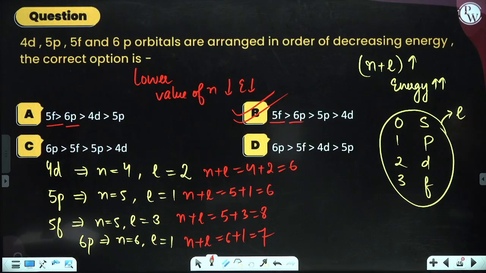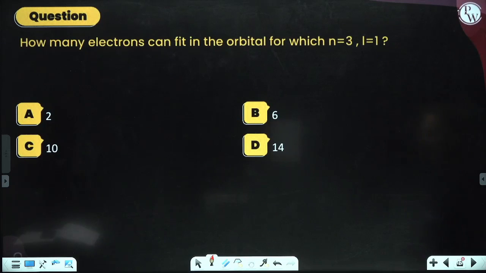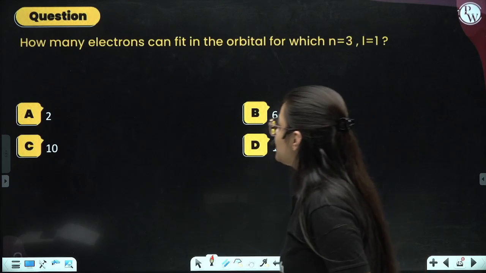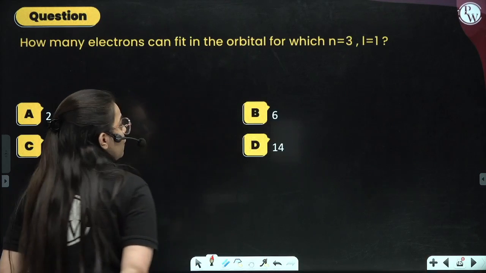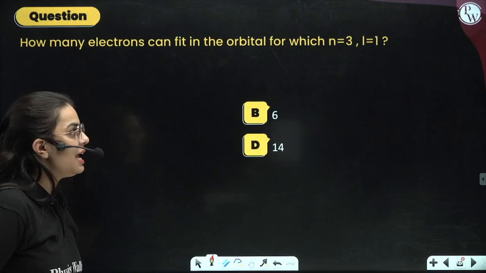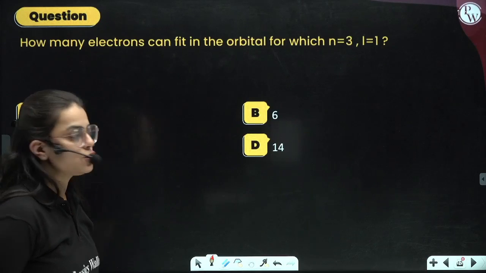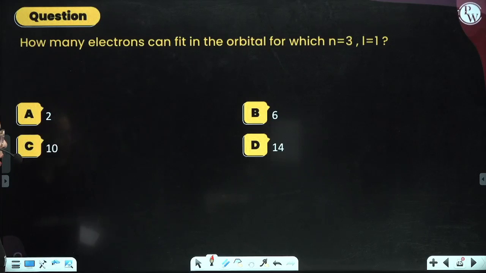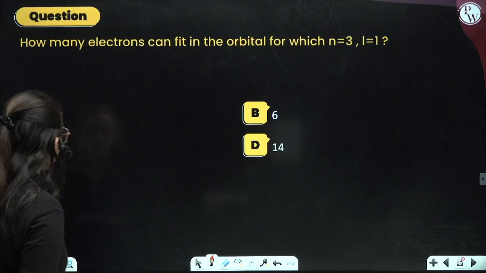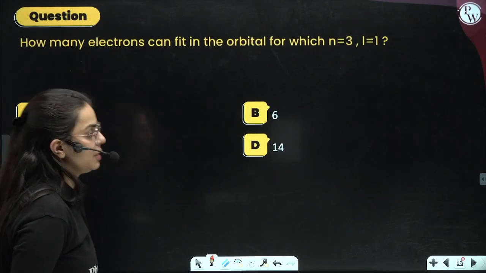Is it clear? Okay. Now comes the next question. How many electrons can fit in the orbital for which n is equal to 3, L is equal to 1? A option is 2, B option is 6, C option is 10, D option is 14.